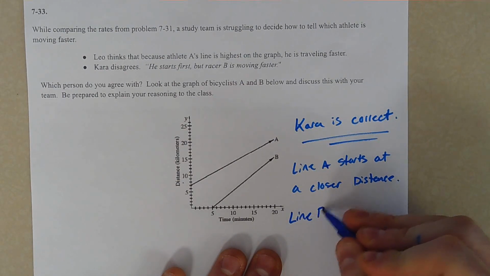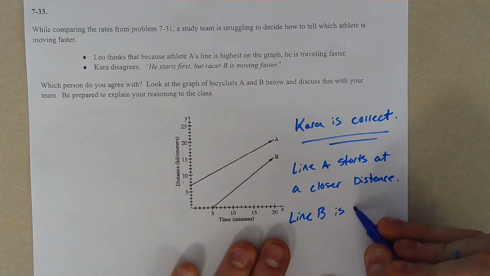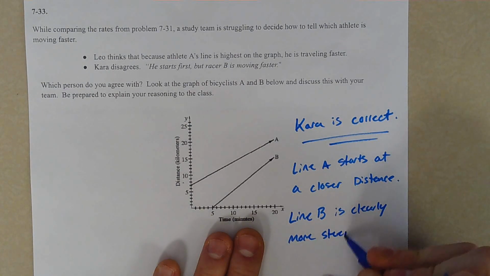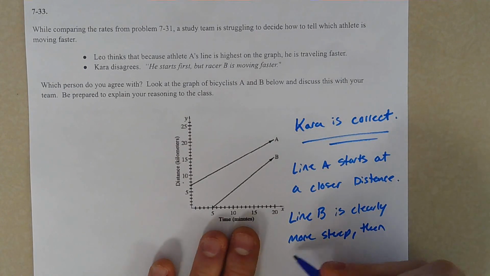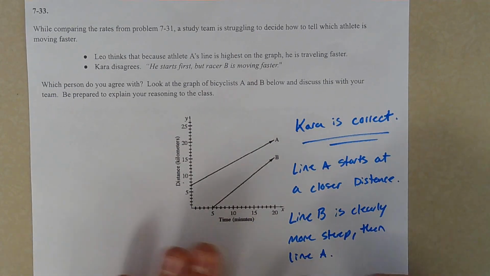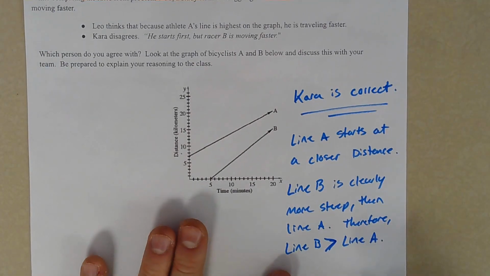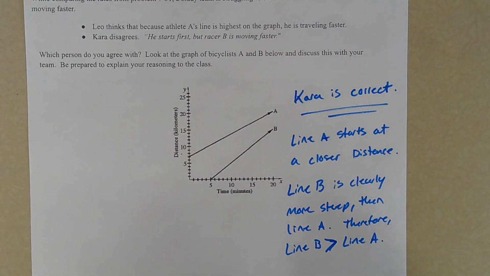So we're going to say line B is clearly more steep than line A. Therefore, line B over line A, speed-wise. That's our justification. If you have something similar or along the lines of that, that's totally okay too. This is just Cosbo's description.